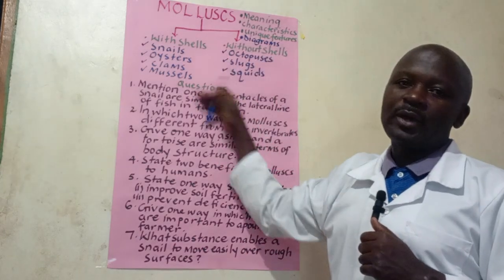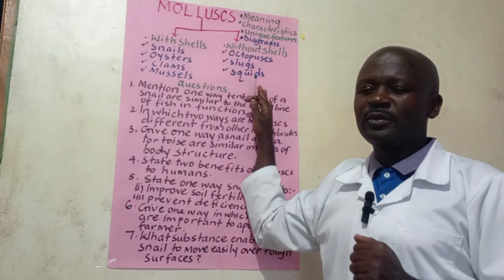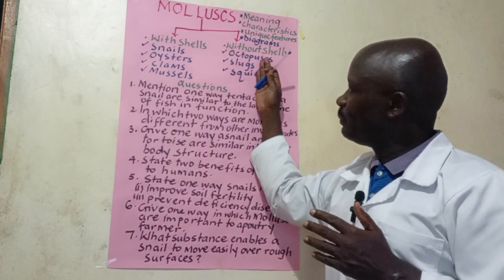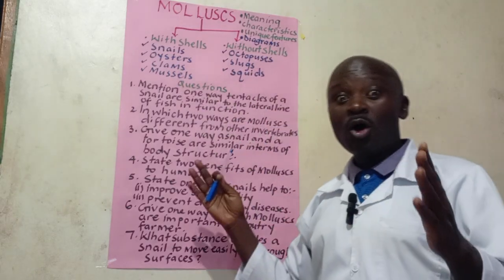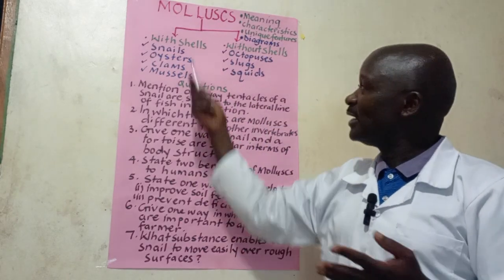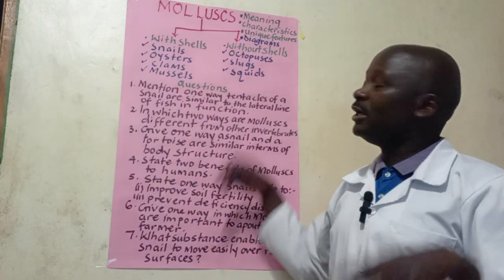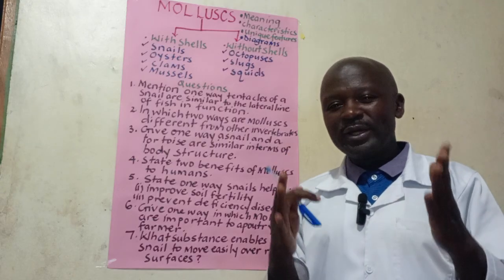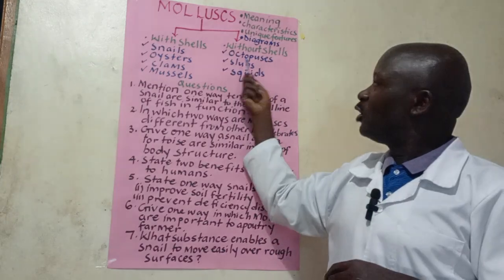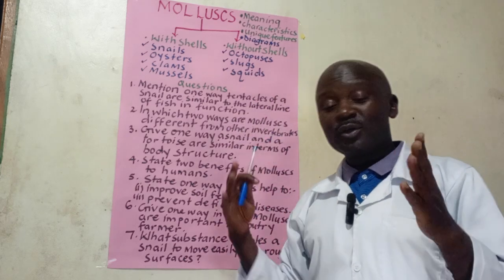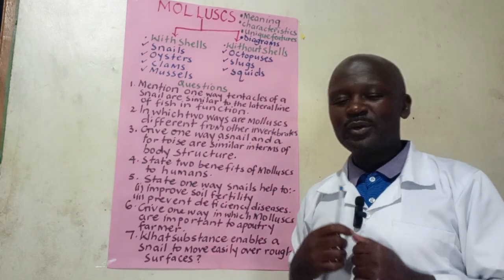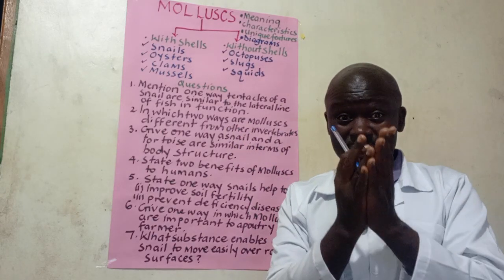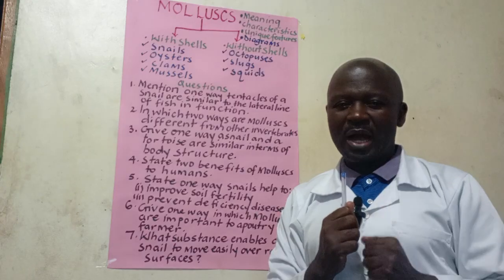So if you can see the way I have done it, I've used the concept map to summarize my lesson. From my concept map, learners will be able to know mollusks with shells, like snails, oysters, clams. They will also be able to see mollusks without shells. Octopuses, slugs, squids, those are some of the examples of mollusks without shells. And that's how you can condense your lesson using a concept map.